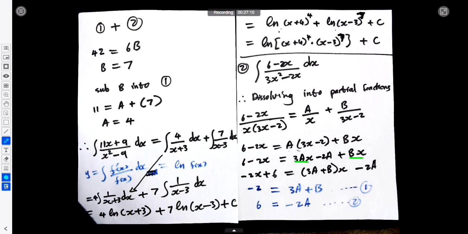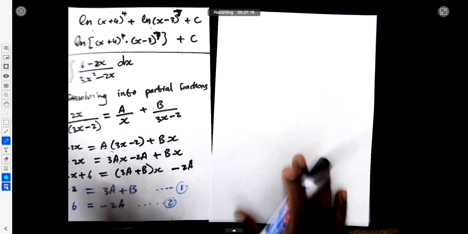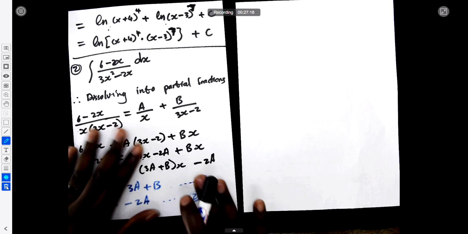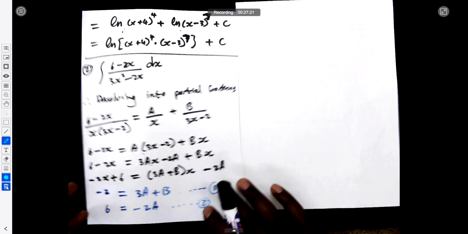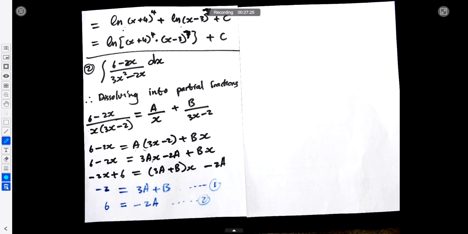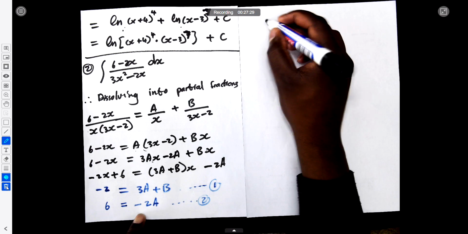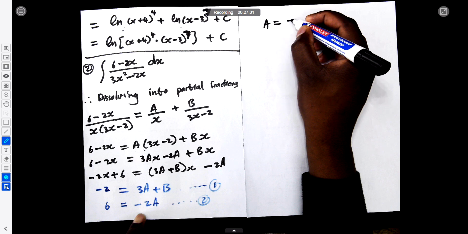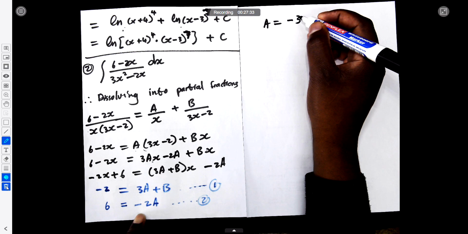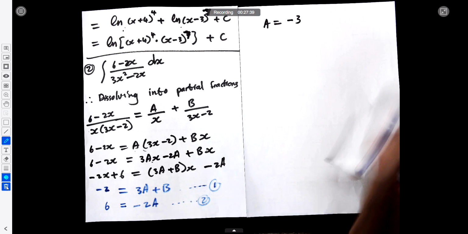So now with the easier one, we can determine the value of a. From equation 2, we can solve for a. A is equal to negative 3, isn't it? So divide by negative 2 on both sides. Therefore, a is equal to negative 3.